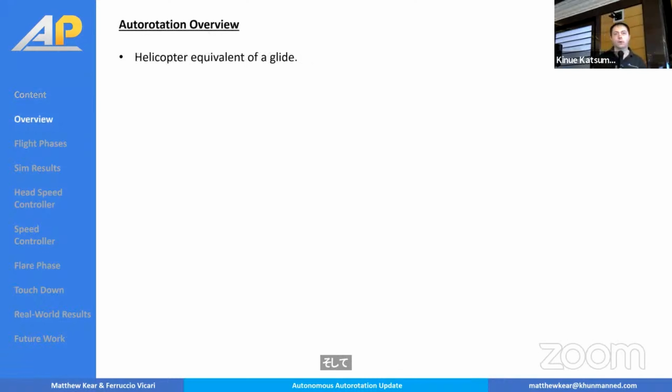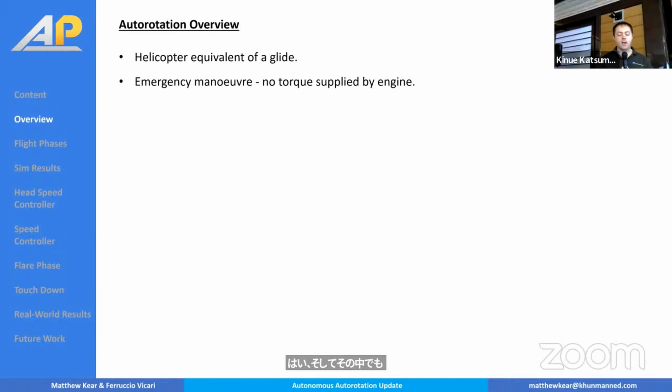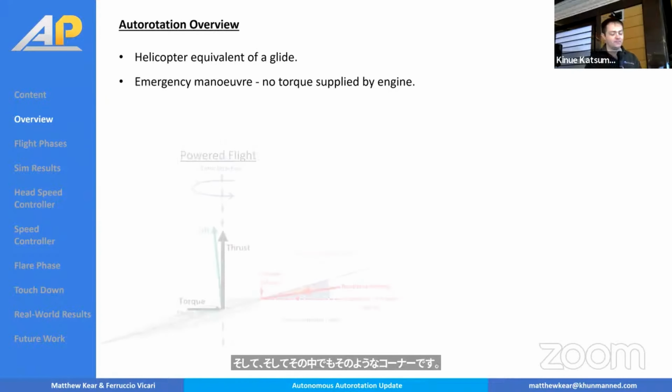Okay, so autorotation, what is it? In a nutshell, it's the helicopter's equivalent of a glide. It's whereby we can shut off the main engine and we can still maintain safe flight, but we are gliding towards the ground. Typically, its main use case is an emergency maneuver because it's an engine out case, but obviously there's a lot of fun practice cases as well.